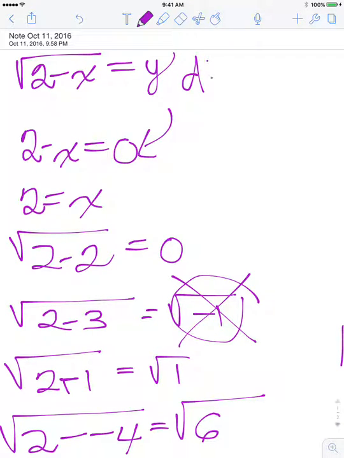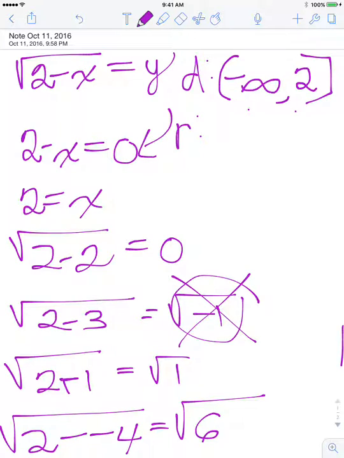So my domain is going to be, actually, soft brackets, negative infinity to 2, because 2 is the absolute largest number I can have, and the largest number always goes last, right? Smallest number to largest number. So that's just one. Now let's look at the graph. Oh, let me finish range.